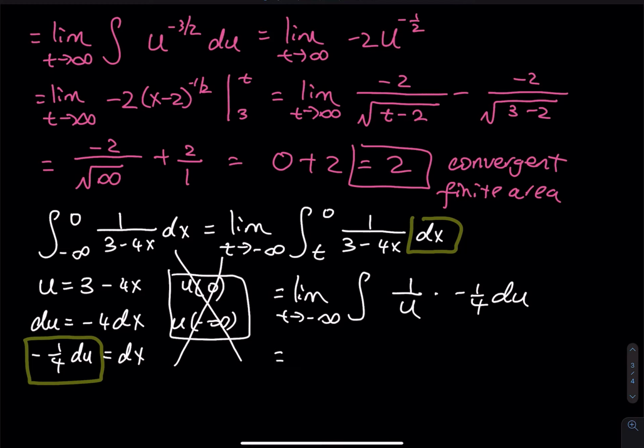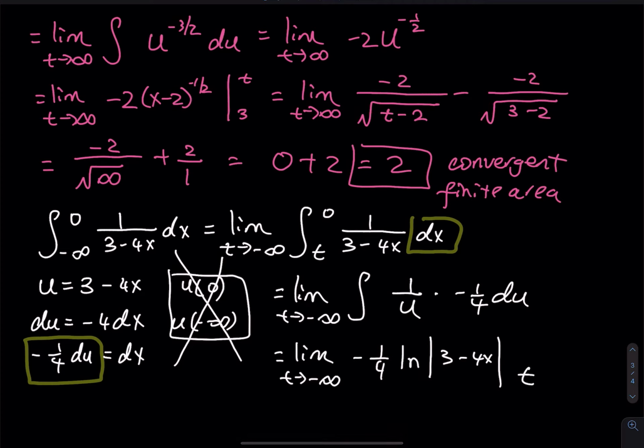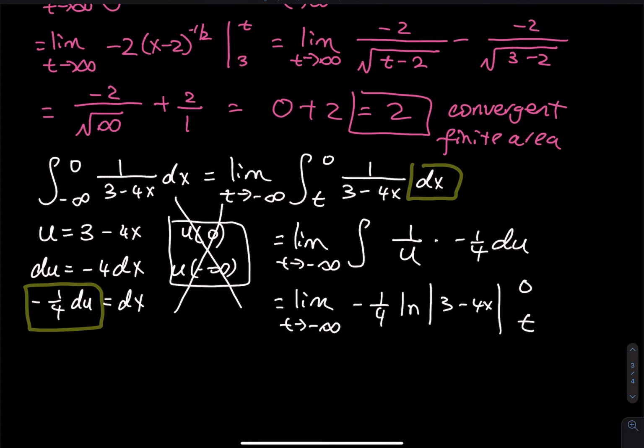So we have limit as t approaches negative infinity, negative 1 over 4 ln absolute value of u, right? Let's replace the u by x, so we can erase the u and just put the x back. That is the absolute value of 3 minus 4x, and then x goes from t all the way up to 0. All right, so let's plug in the 0, plug in the t. So we have limit as t approaches negative infinity. We are doing the fundamental theorem of calculus.